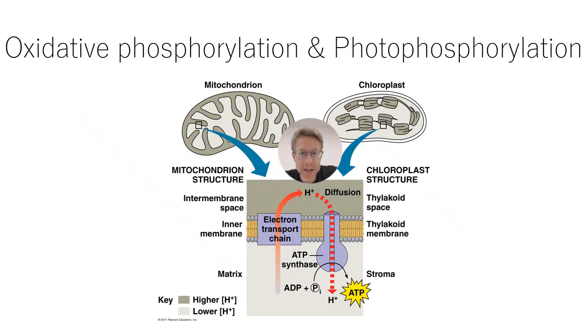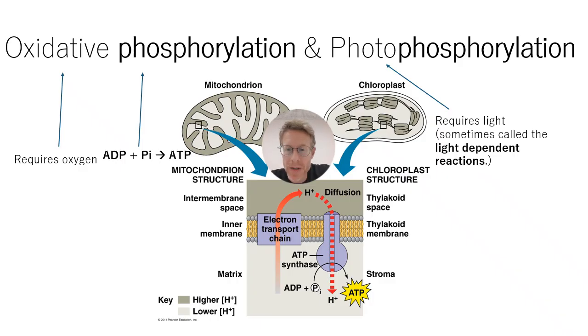So I like this image here because it's showing an analogous process in the inner mitochondrial membrane during cell respiration and in the thylakoid membrane during the light-dependent reactions of photosynthesis. And so these are all kinds of what we call phosphorylation. In mitochondria, in cell respiration, we need oxygen to make this happen, so that's why it's called oxidative phosphorylation. And in the chloroplasts during photosynthesis, we need light. That's why it's called photophosphorylation.